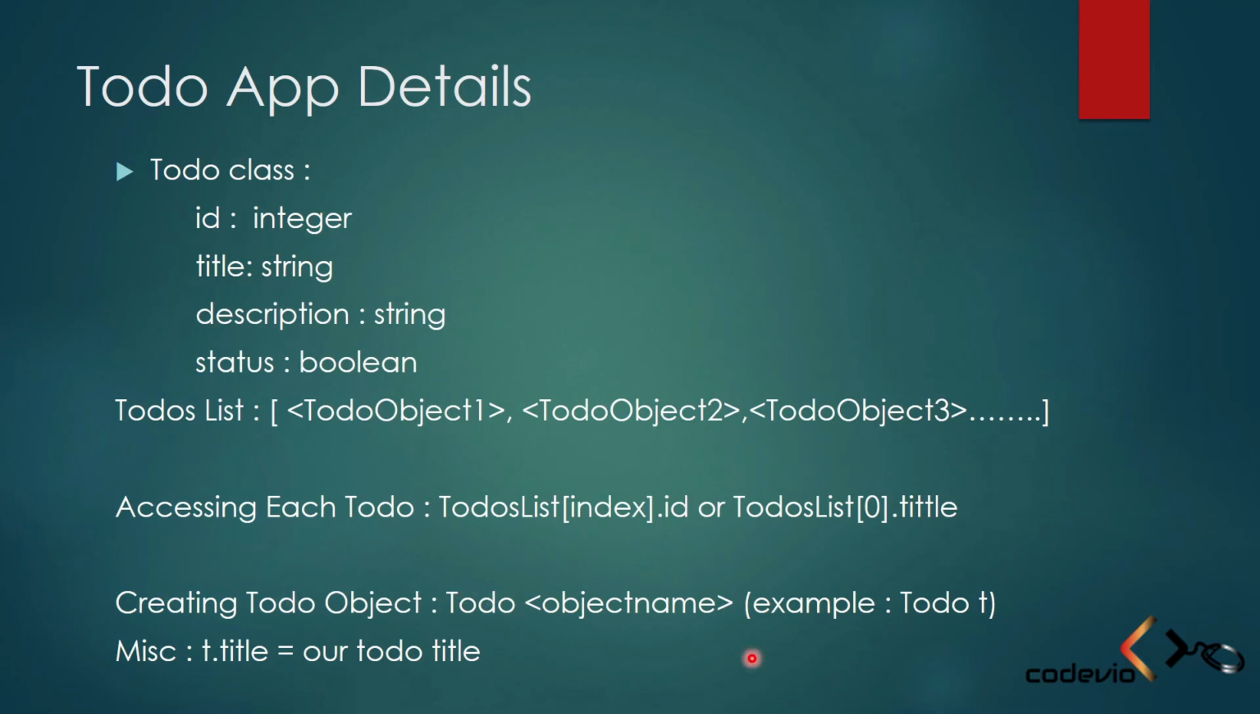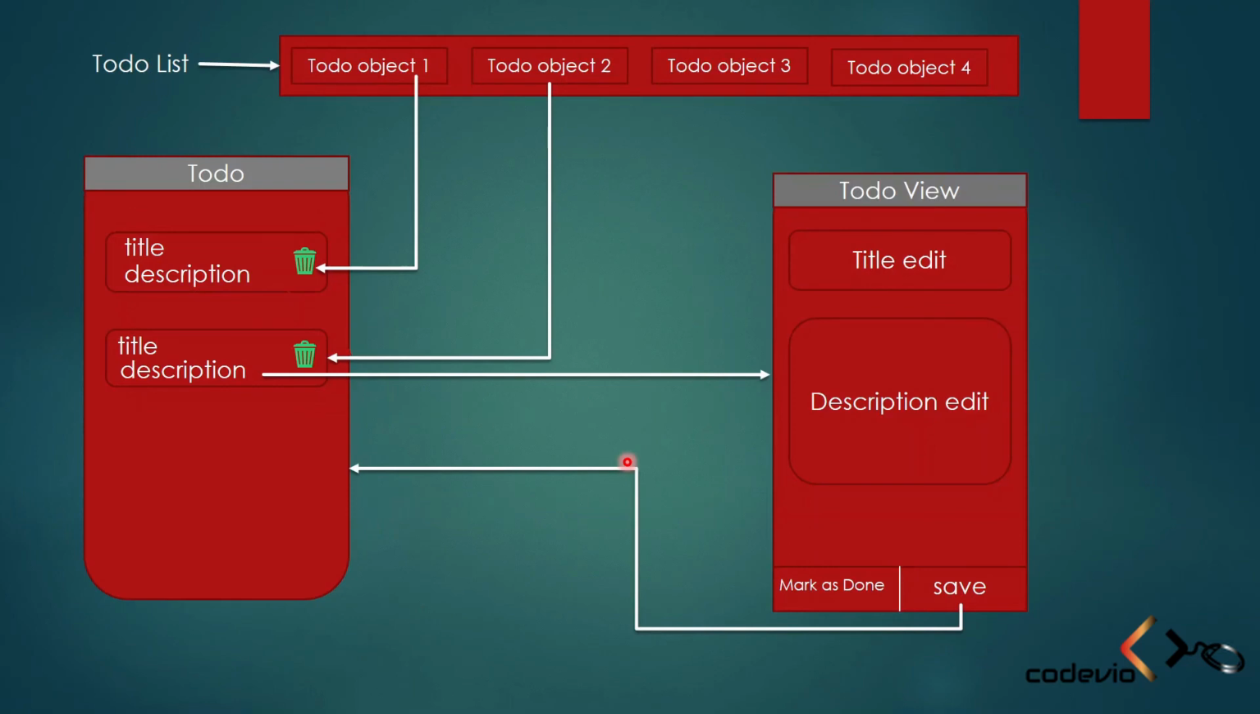To create a to-do object, just give the type Todo and then, after a space, the object name. You can see that Todo t is a to-do object. Then if we instantiate it, we will get it. Like that, t.title gives that object's title. These are all the data structures we will be using in our application. Just our basic data structure details. Now we can go to the working of our application.